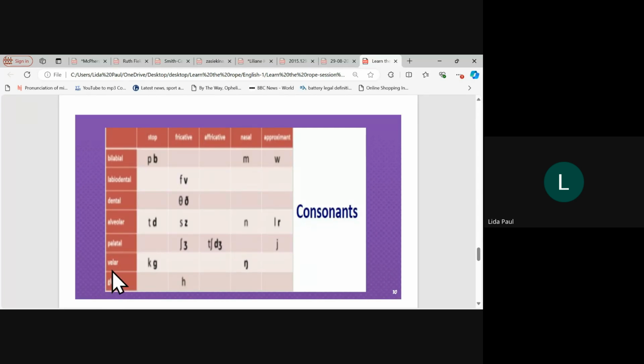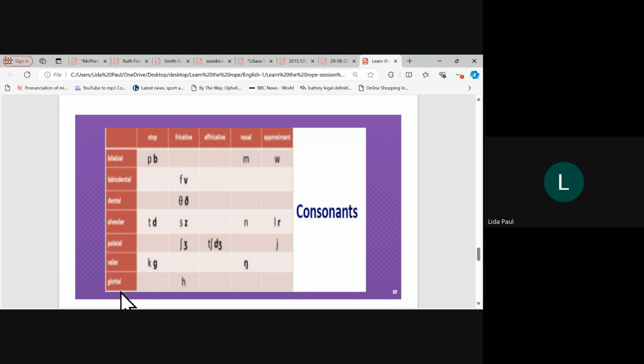Okay. Velar, of course, the obstruction is at the velum, further behind your hard palate. And the sounds are k, g, and ng. Okay, ng.